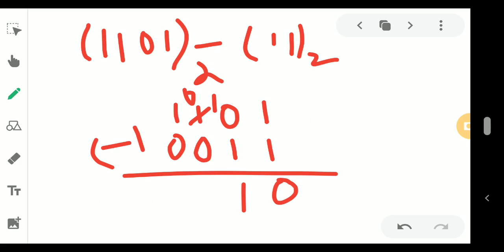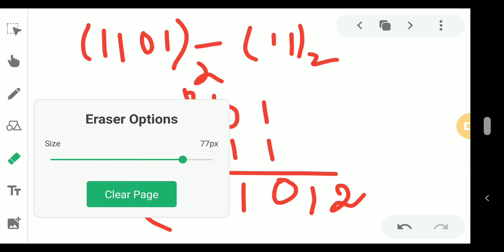Okay, and next this 1 becomes 0 because from here I have taken the borrow. So 0 minus 0, the answer is 0. And 1 minus 0, the answer is 1. So this is your final answer: 1101 minus 0011. Okay, so in this way we can perform it. I hope it is clear. Now we are moving to another sum.